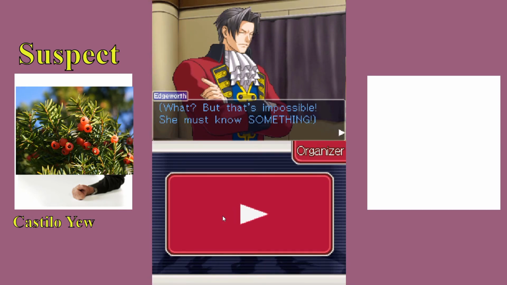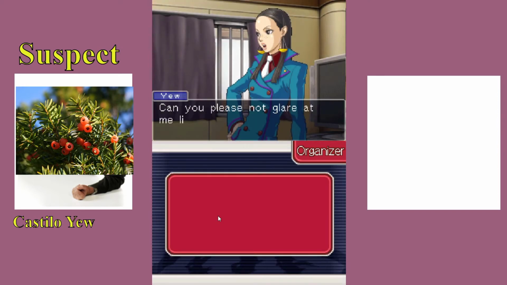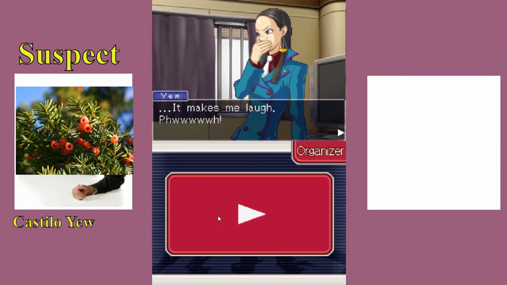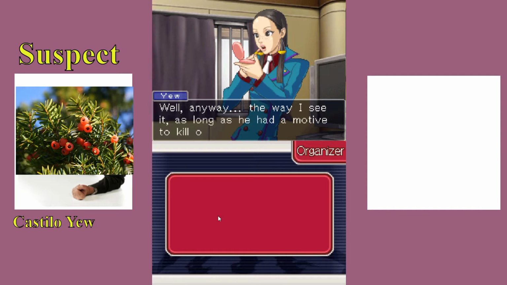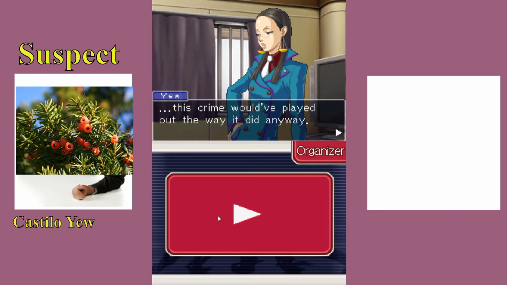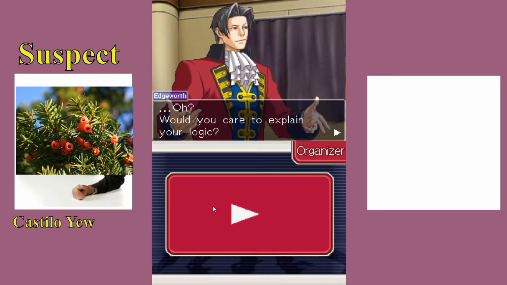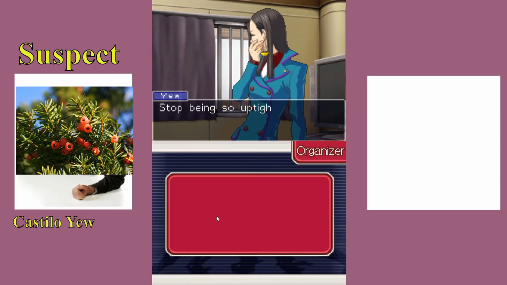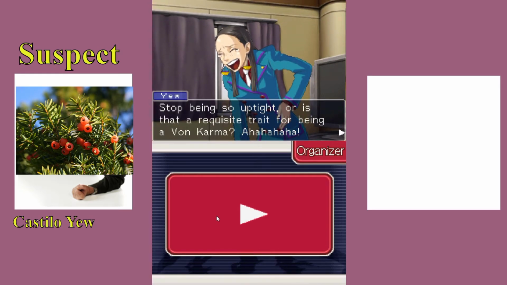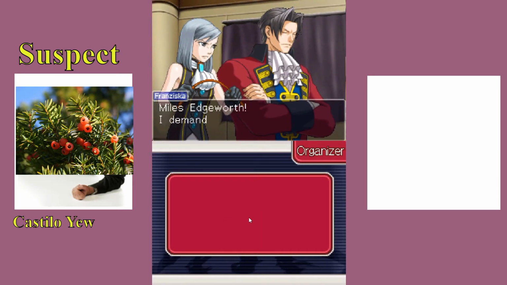What? That's impossible. She must know something. Wait. Can you please not glare at me like that? It makes me laugh. Sure. I didn't even do anything and you're already laughing away. Well, anyway, the way I see it, as long as he had a motive to kill one of the two, this crime would have played out the way it did anyways. Oh? Would you care to explain your logic? And this time, please try to provide a truly perfect explanation. Perfect this, perfect that. Not being so uptight, or is that a requisite trait for being a Von Karma? Miles Edgeworth, I demand you shut this rude woman up. Yeah, this is the sibling bond. Franziska is like, mess her up, Edgeworth. I wish you'd both be quiet for just one second.